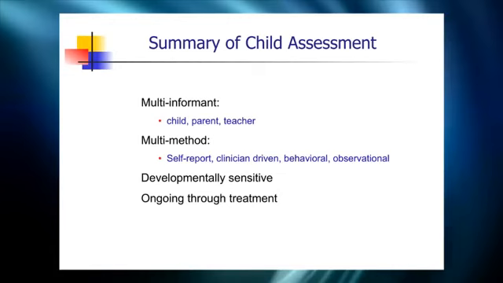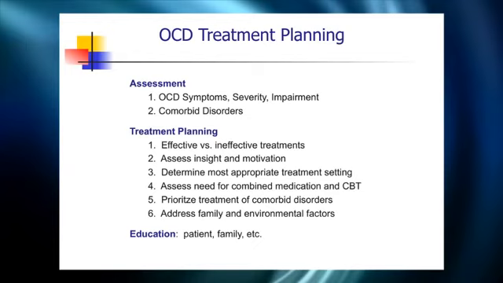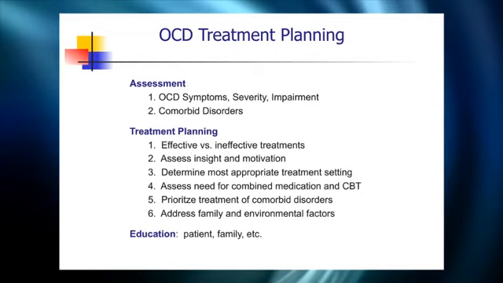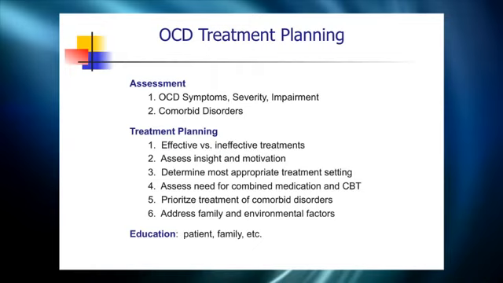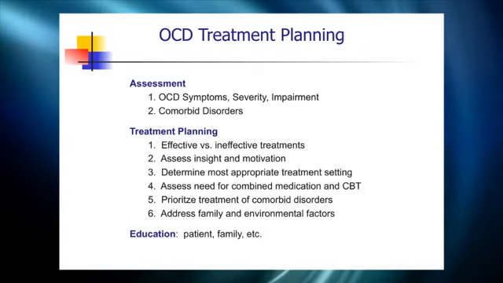So let's get into a brief overview of treatment. When we're talking about OCD treatment planning, the first step is a very careful assessment, as we've talked about: symptoms, severity, impairment, as well as comorbidities. The other piece is the family environment, or the psychosocial environment of the kids. When thinking about which treatments to use, the first question is effective versus ineffective treatments. The two treatments shown to be effective for OCD are exposure-based cognitive behavior therapy and a class of medications, the serotonin reuptake inhibitors and the selective serotonin reuptake inhibitors. So right there, you want to focus on one of those two treatments.